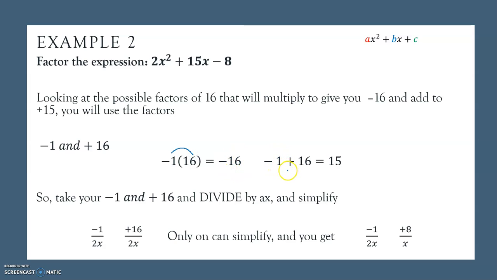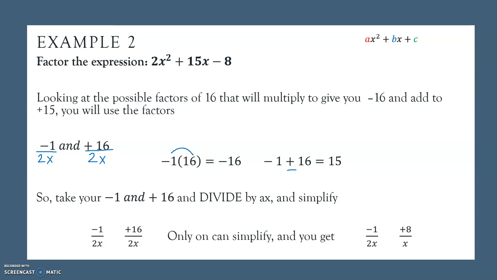They add together to give you a positive 15. So the two factors we have here are the negative 1 and the positive 16. What you do here is divide by the a term, which is 2, and then multiply by the variable x. If this variable was a different letter, then obviously that letter is going to match. So if it was y, I would be writing a y here. Then this one I'm going to be dividing by the a term and then multiplying by the variable x.